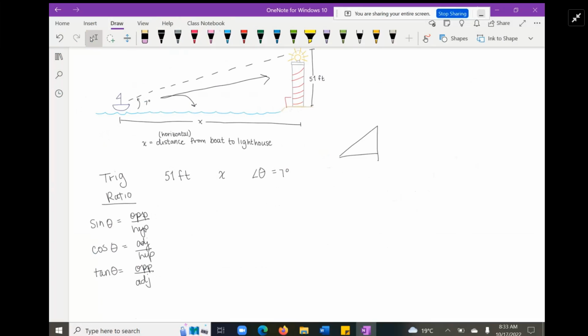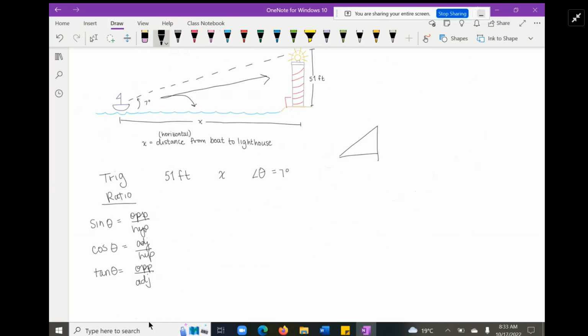And so you can already tell with my arrows that we have an opposite side and an adjacent side. We don't know anything about the hypotenuse. And if we did, we wouldn't necessarily need to use the trig ratio, right? We wouldn't have to depend on the angle. We could just use the Pythagorean theorem. So in this case, we don't have that. We have to use one of these trig ratios, right?